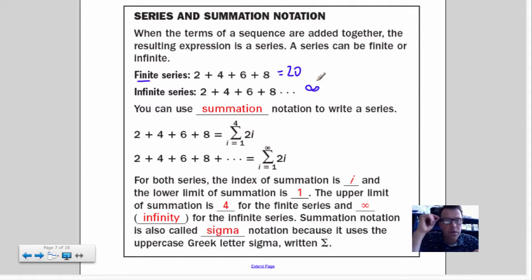Let me read you the top here. I skipped that. When the terms of a sequence are added together, the resulting expression is a series. A series can be finite or infinite. We can use summation notation to write a series. So this is powerful. And I really like this notation, and you're going to get a lot of it. So I hope you like it too. But here the rule is 2 times the n.